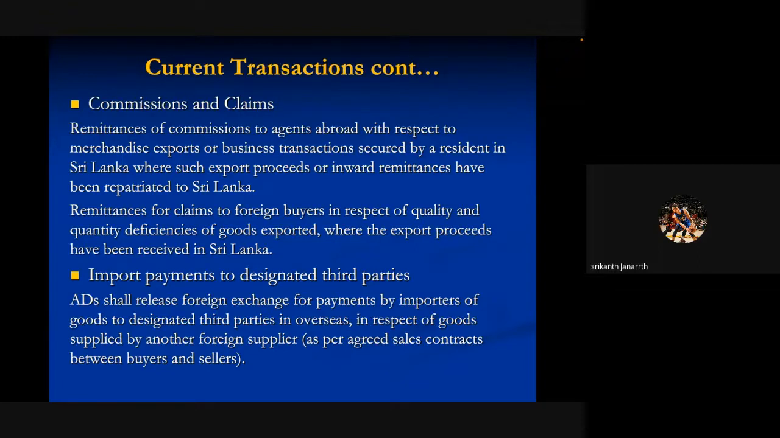When you do exports, the export proceeds have to come. Only then are you paying an agency commission. You don't pay in advance because you need to get the money first. Thereafter only you make the payment to the agent, right?